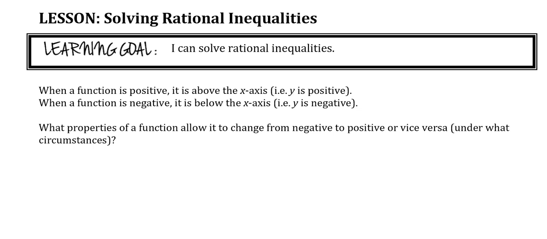Before we get to the actual solving, we're going to do a little thinking activity here. When a function is positive, what does that mean about the graph of the function? It's above the x-axis. So that's like what we were just talking about when we were sketching. If you throw an x in f at x, some value of x, and you get a positive output, what does that mean? It means the graph is above the x-axis.